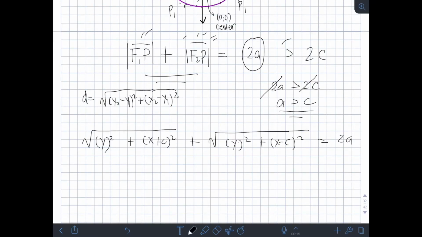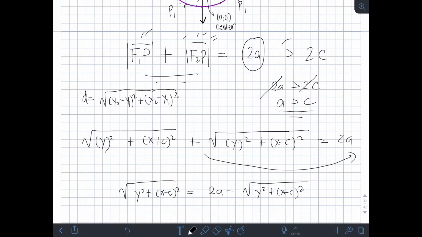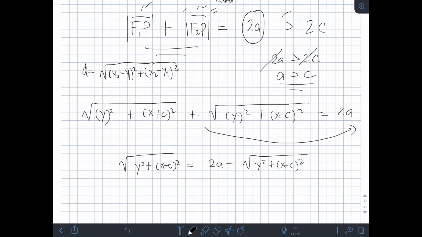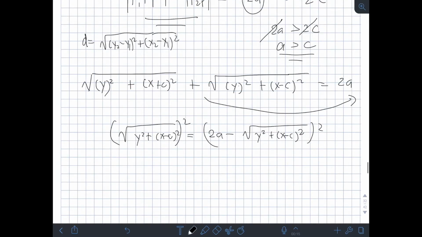Okay, so para maganda, transpose ko tong isa sa kabila. So, magiging square root of y squared plus x minus c squared is equal to 2a minus square root of y squared plus x minus c squared. Then, eliminate natin yung radical, yung square root, by squaring both sides. So, we have, sa left, cancel na yung radical symbol, so magiging y squared plus x minus c quantity squared equals... sorry, bakit ginawa kong minus, plus dapat, right?